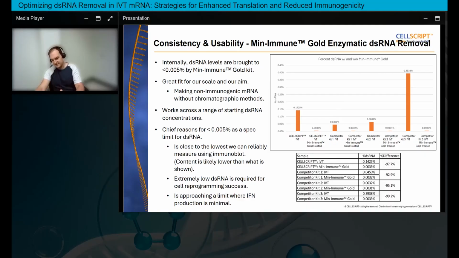And so in this case, I do want to bring attention to that table there, where of course it depends on what your starting amount is, the percent difference, but we're seeing either 93 to 99% reduction in double-stranded RNA, and it's all being brought down to the same level. Doesn't matter how much it starts at.